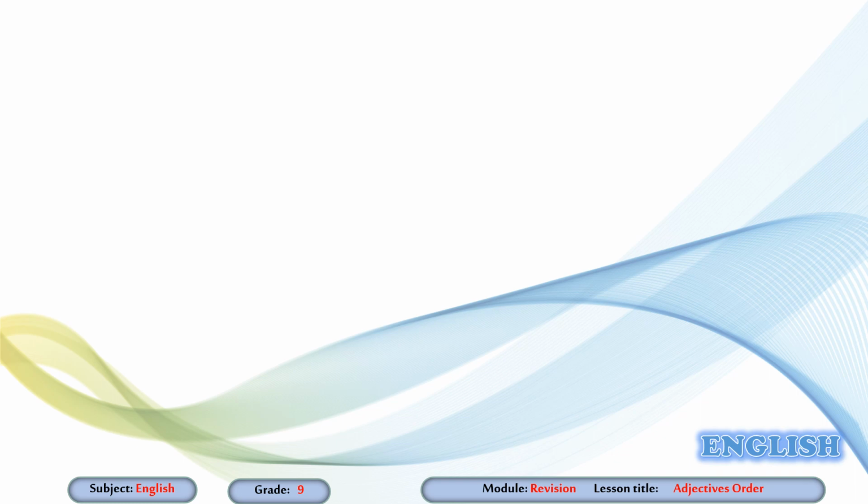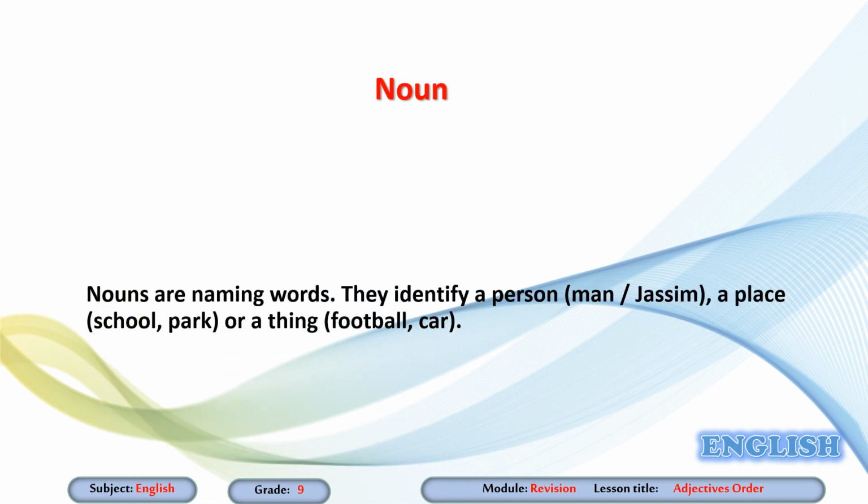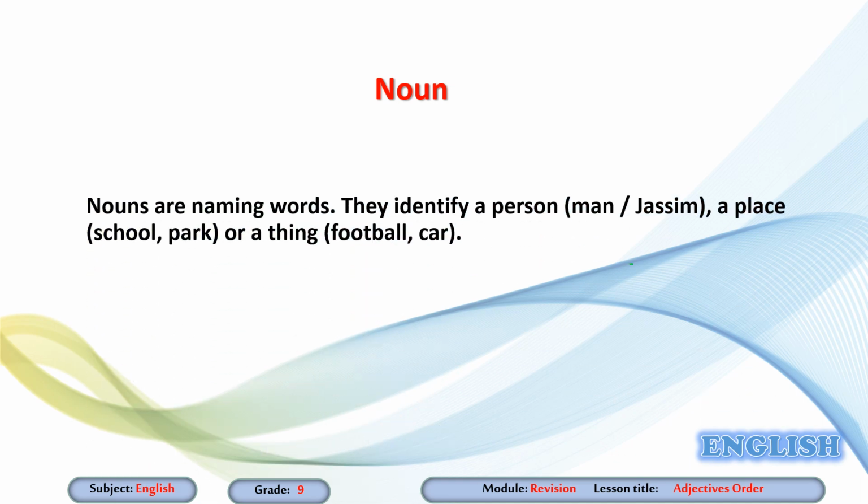Now let's have a look at the most frequent parts of speech which we have just seen. Let's start with nouns. What are nouns? Nouns are naming words. They identify a person like man, Jasim. They also identify a place like school or park, or a thing like football or car. Now it's your turn to give me some examples of nouns.